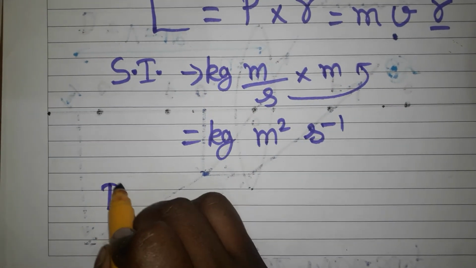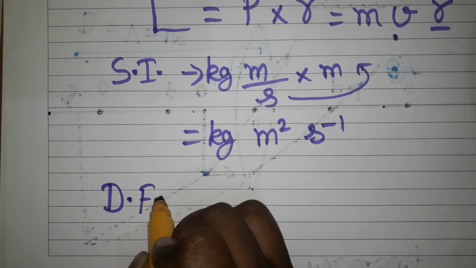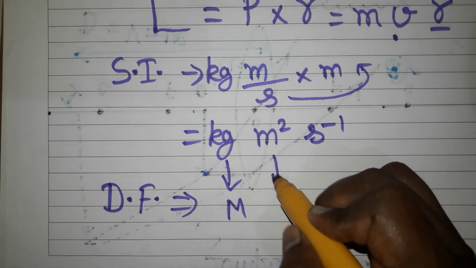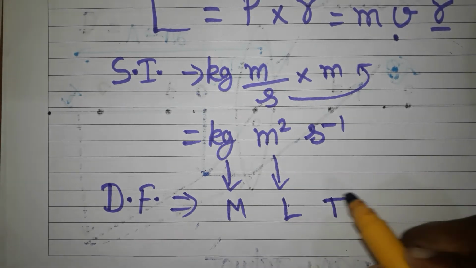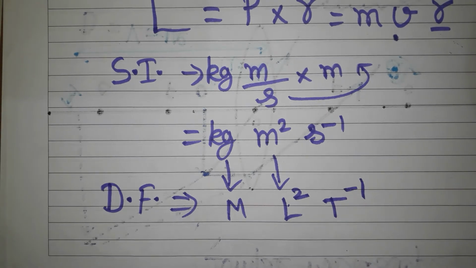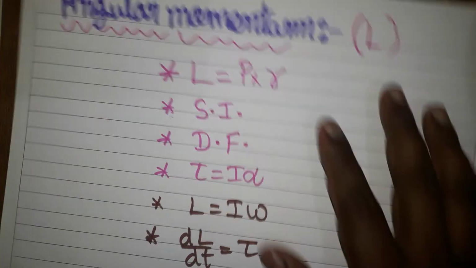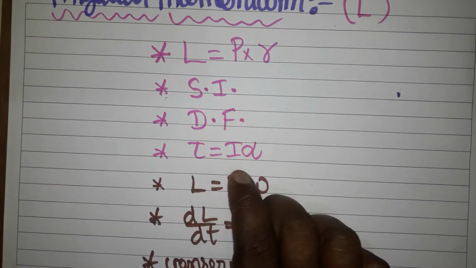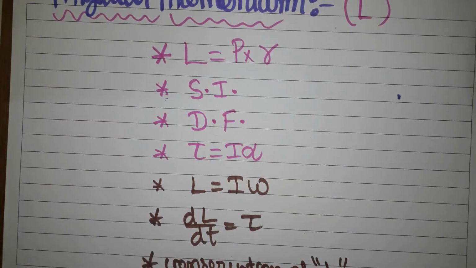What about the dimensional formula? For mass M, length L, time T, the dimensional formula is M L square T minus 1. Now we have learned these three. Now I am going to prove torque is equal to I alpha. So the next thing we are going to see is torque is equal to I alpha.